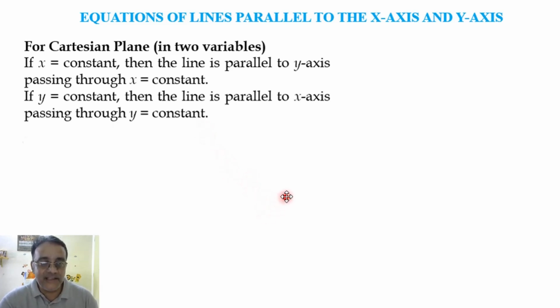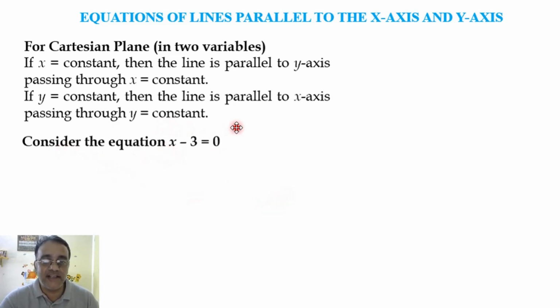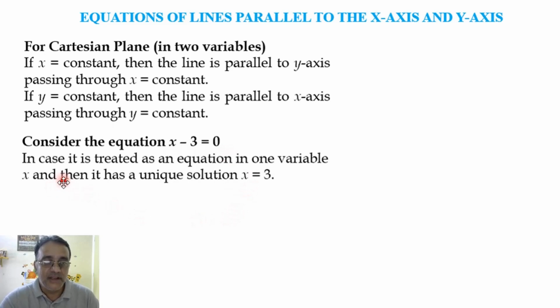So we'll take one example. Consider the equation x minus 3 is equal to 0. If we look at it as a single variable equation, it will have a unique solution, that is x is equal to 3. In case it is treated as an equation in one variable, then it has only one unique solution, that is x equals 3.